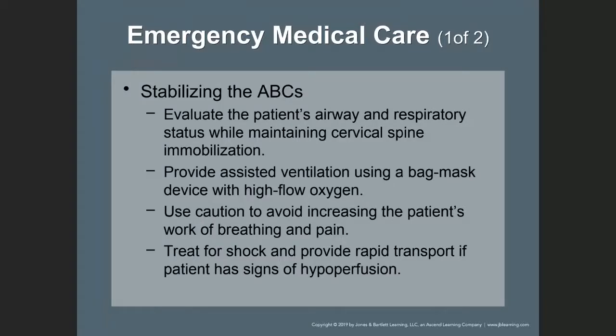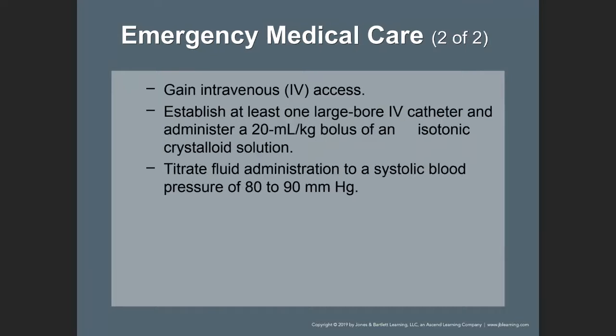Emergency medical care: stabilizing the ABCs. Evaluate the patient's airway and respiratory status while maintaining cervical spine immobilization if necessary. Provide assisted ventilation using a bag valve mask device with high flow oxygen. Use caution to avoid increasing the patient's work of breathing and pain. Treat for shock and provide rapid transport if the patient has signs of hypoperfusion.